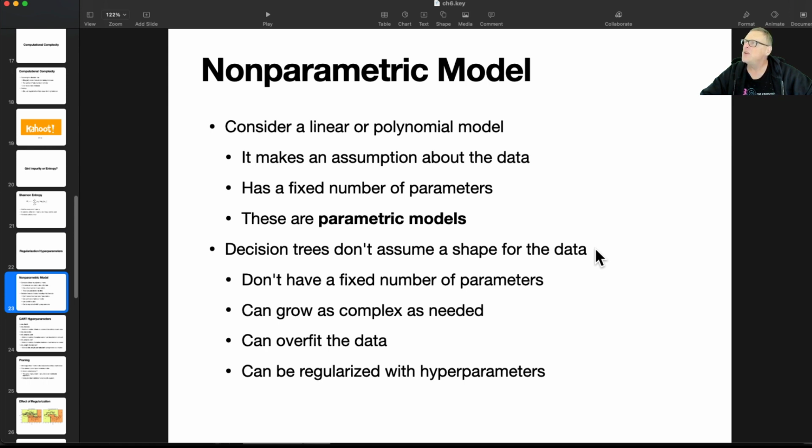So each decision is essentially a parameter. There's the parameter you choose and the threshold you choose. So each decision node is adding essentially more parameters. So it will just add more parameters, adding more and more nodes. It doesn't have a fixed number of parameters. So therefore, it can have too many parameters and overfit the data. So you'd have to regularize it with hyperparameters.